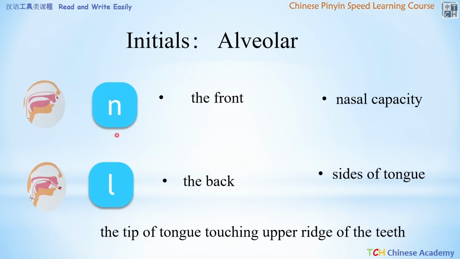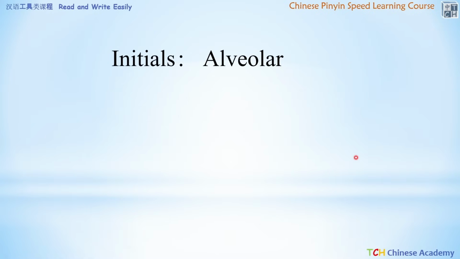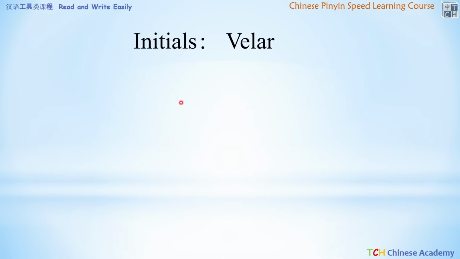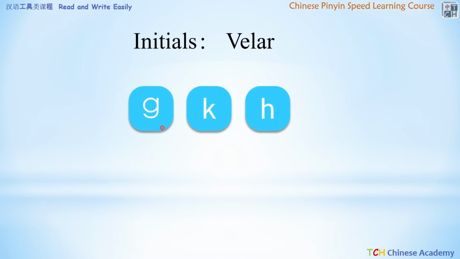Now can you try? N, L, N, L. Now let's try the four alveolar initials. D, T, N, L, D, T, N, L. In this video, we'll work on the velar initials, and there are three of them.